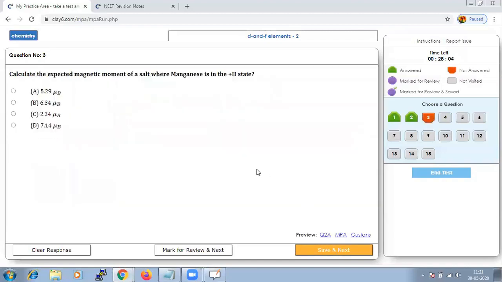Calculate the expected magnetic moment of a salt where manganese is in the +2 state. As I told you, let us solve it out.